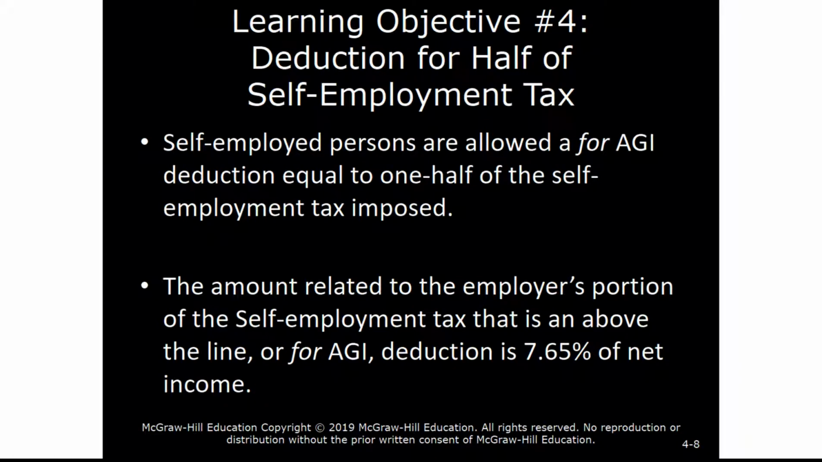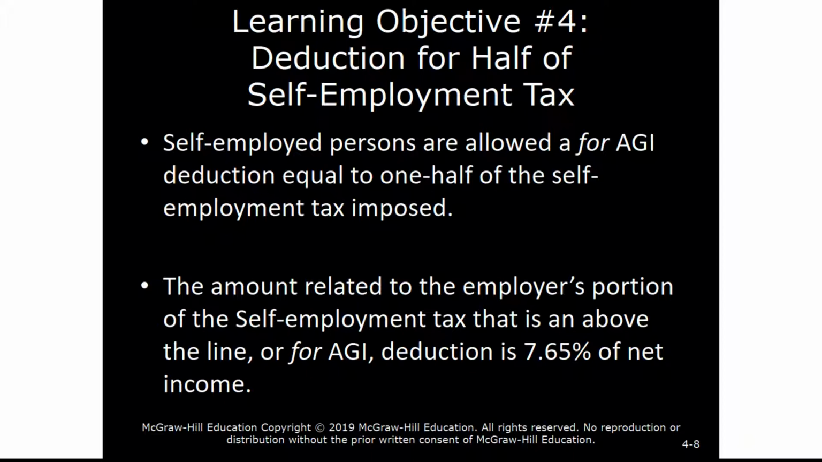Another deduction for AGI, again these are very important for the reasons I mentioned, is for self-employed persons. A self-employed person does not have an employer withholding Social Security and Medicare, for example. And so the self-employed person is required to pay both halves of the FICA insurance, and that includes Social Security and Medicare. Half of that is paid in the role of being an employer, and half is paid in the role of being an employee.